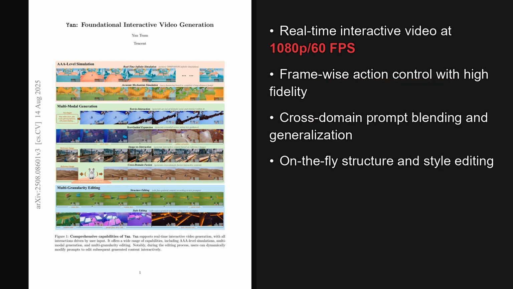I'm Alex. Today we're looking at a paper trending on X, published on August 12, 2025, about 1 week ago. The big hook is an integrated system that delivers real-time interactive video at 1080p and 60 frames per second, with frame-wise action control, cross-domain prompt blending, and on-the-fly editing.